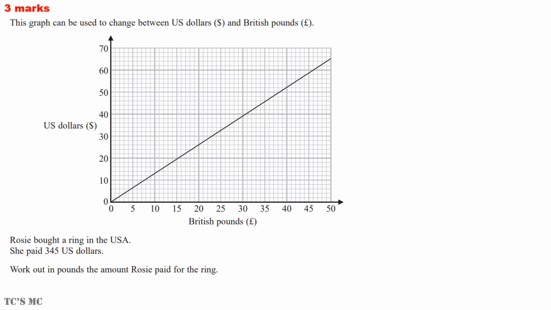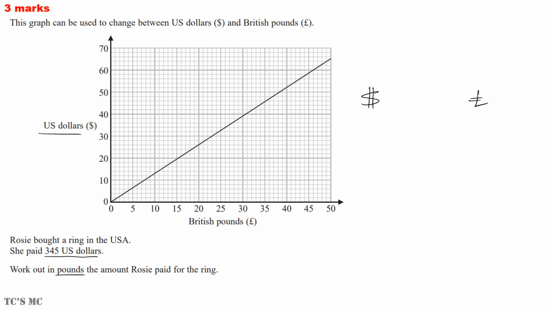This graph can be used to change between US dollars and British pounds. Rosie bought a ring in the USA. She paid $345 US. Work out in pounds the amount Rosie paid for the ring. So we have dollars and we have pounds. We do not have 345 over here.